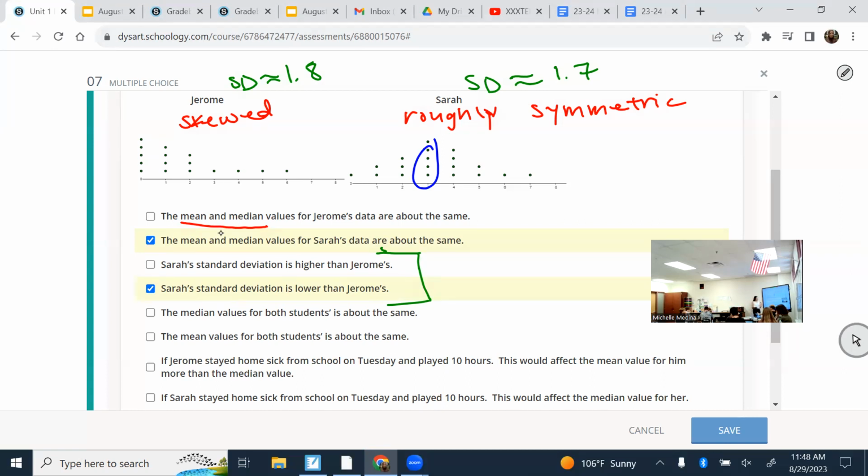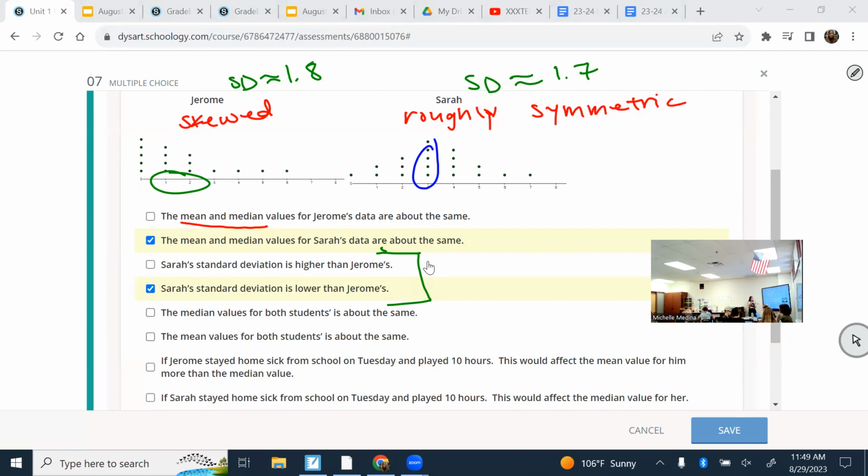It is hard to tell on this one. So then the next one: the median values for both students is about the same. Yes or no? I can tell you Sarah's median is about 3, or it is 3 exactly, if I remember when I did it earlier. Where is Jerome's median about? About the 1 or the 2. I could do the math and know for sure. But if his is about the 1 or the 2, and Sarah's is about 3, are they the same? So then don't pick that one.